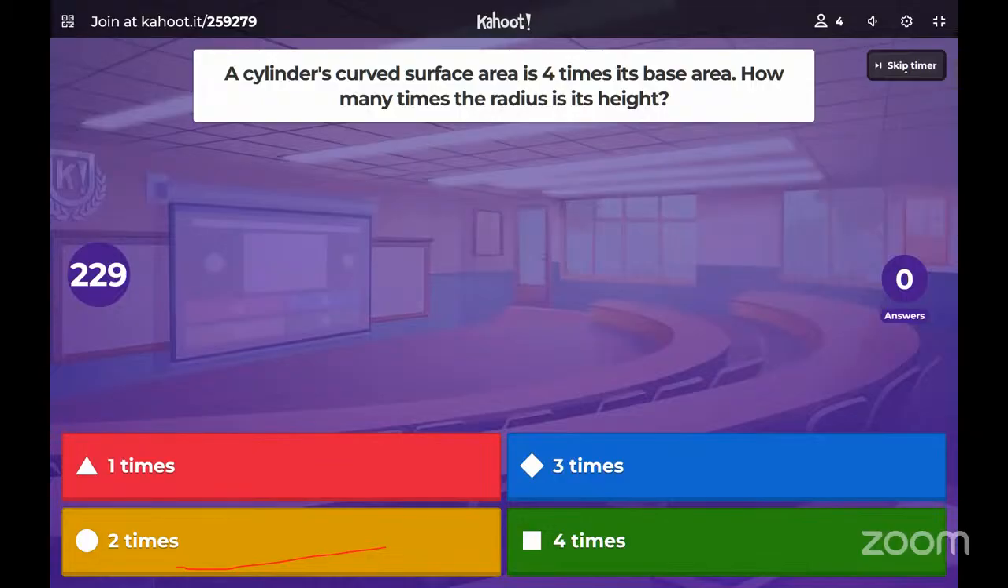So here you have to compare. They're saying a cylinder's curved surface area is 4 times its base area. So that means the area of the curved surface is 4 times the area of the circle. And then using that, you'll have your equations now compared. So then compare the radius and the height.